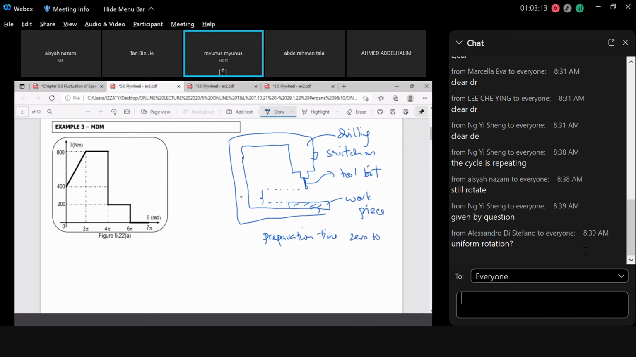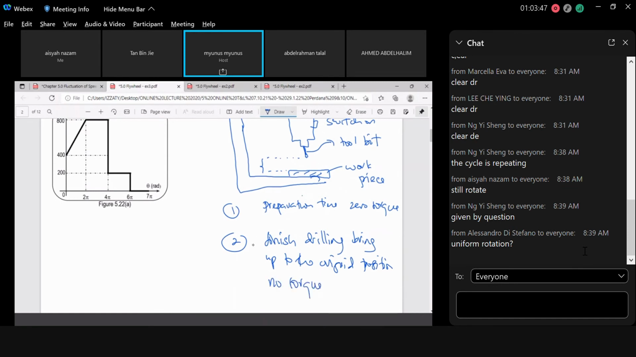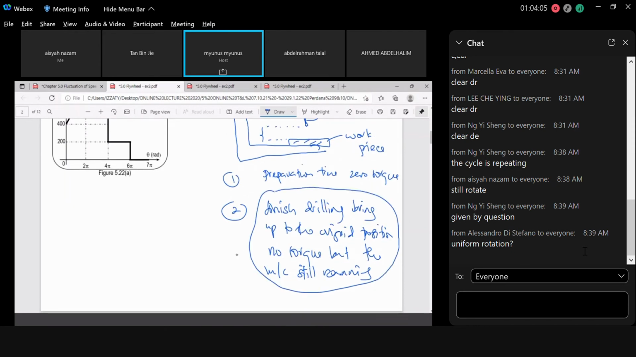Zero torque. Now, as you finish drilling, the drill bit or the machine or the motor here is still rotating, isn't it? It's still rotating. Then you bring it up to the original position. So there is no torque, but the machine is still running. So this is what is presented here. Is that clear? So that is why, even though there is no torque, it's still counted as 1 second.